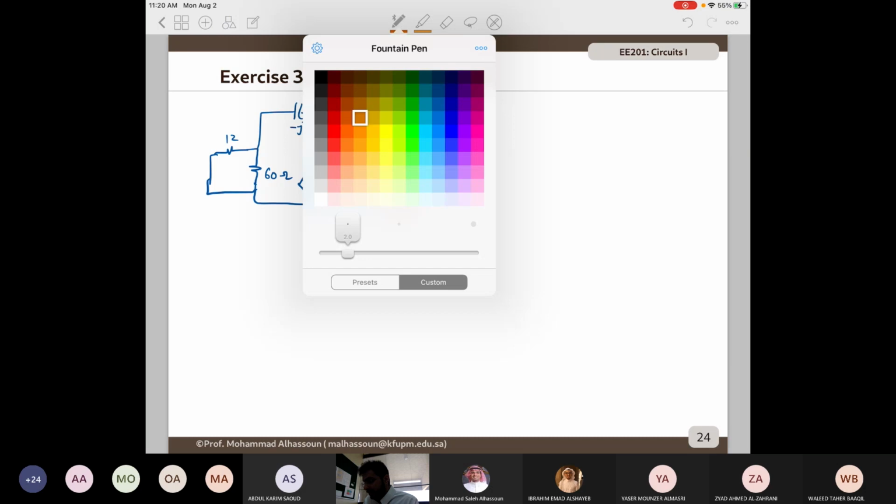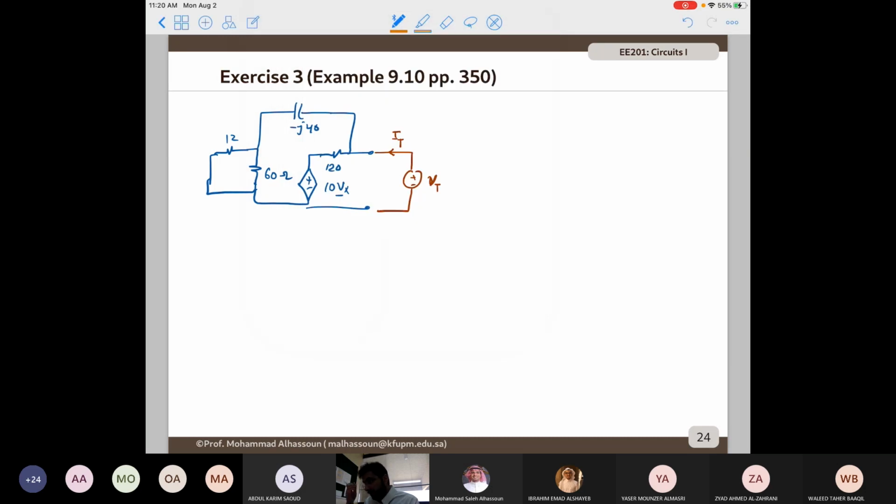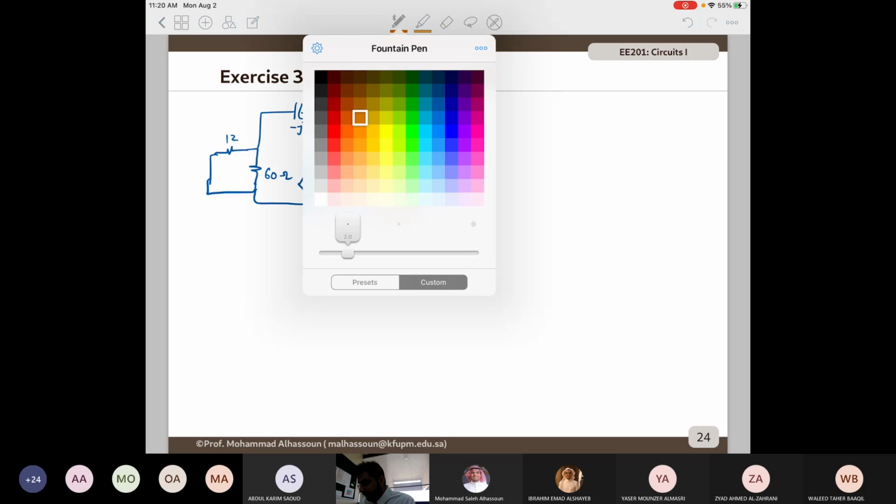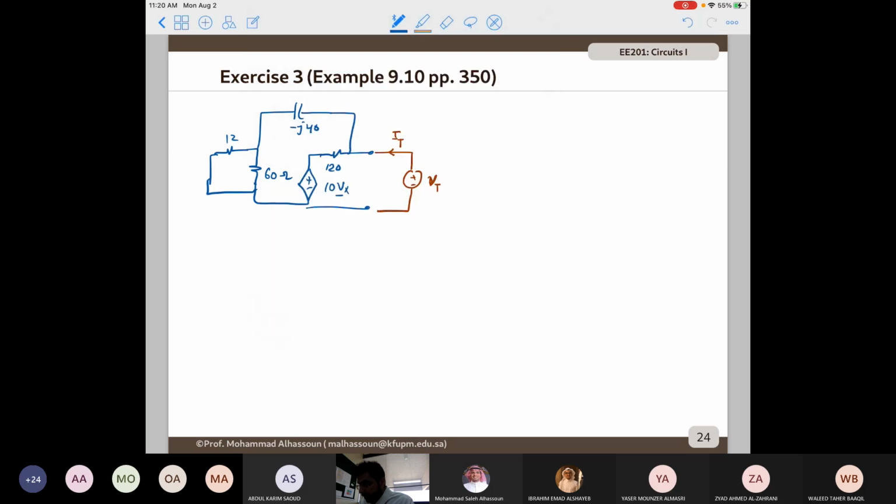Okay, in this case, let me further simplify the circuit. I'm going to combine these two in parallel. And if I combine these two in parallel, what I will end up with is the following circuit.